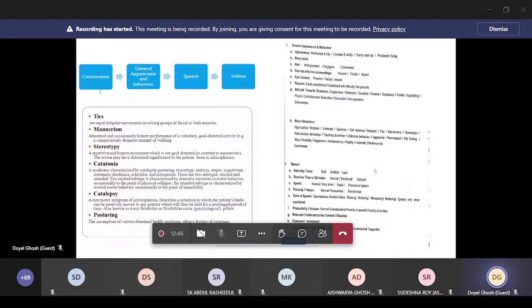And finally, attitude towards the examiner. The attitude can be cooperative, defensive, guarded, or evasive. Evasive means the person is avoiding whatever you are asking.